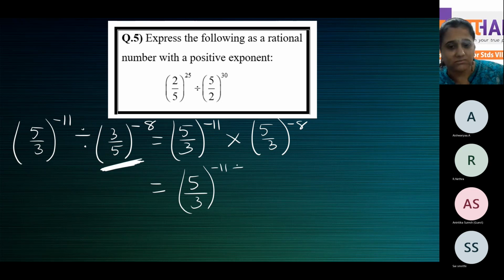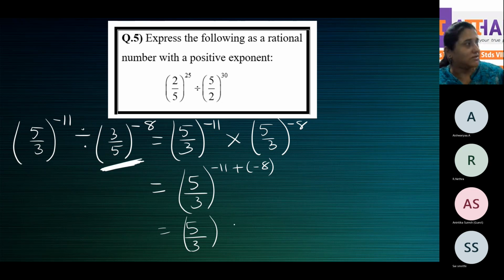-11 plus -3. Very good. See, you got it. That's all. Then what is -11 plus -8? It will be plus into minus is minus. So -11 -8. Super. Very good, Aishwarya Shri.